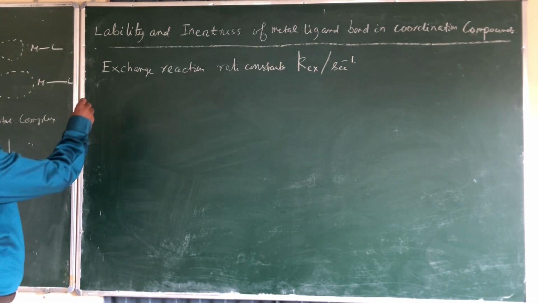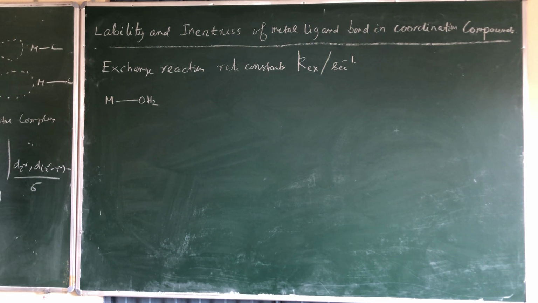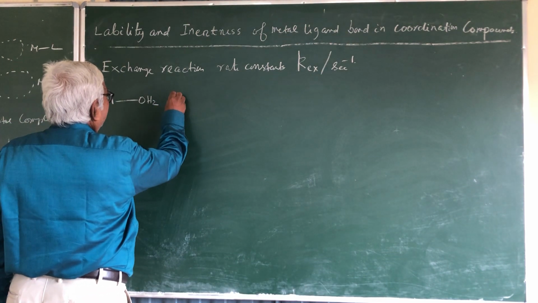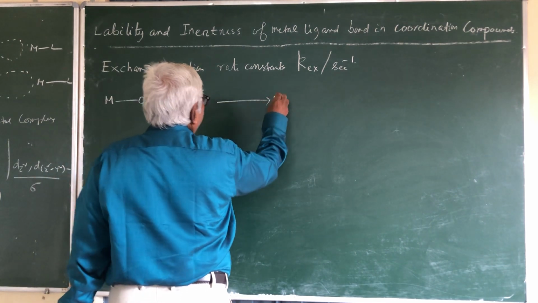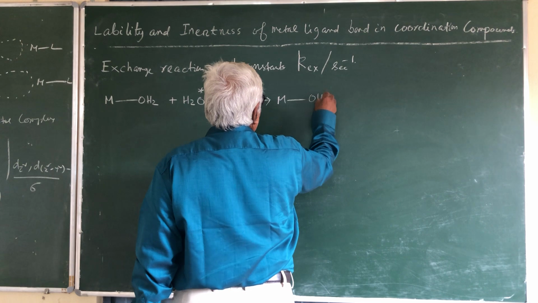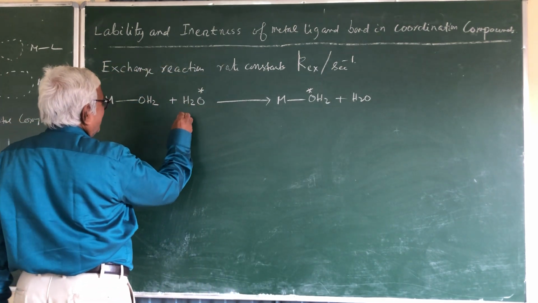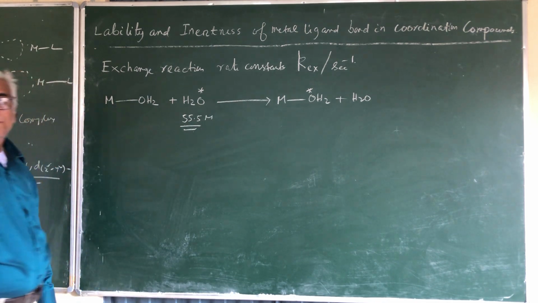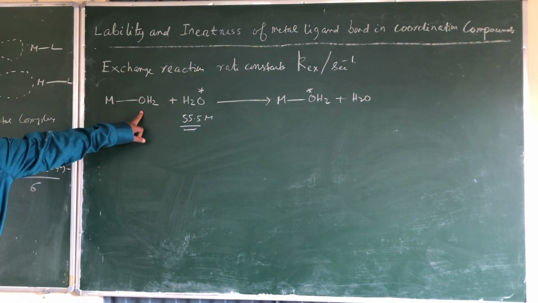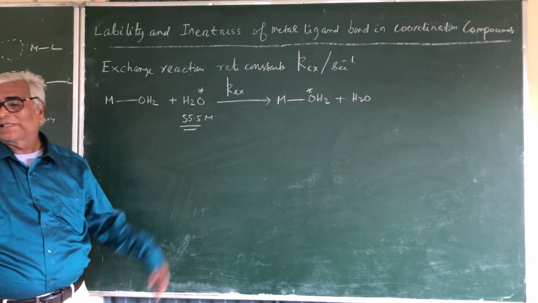What is an exchange reaction? Suppose we take a metal coordinated to a water molecule. To this coordinated water, you add water containing labeled oxygen. Then what is the product? Here the water concentration is 55.5 molar, so the rate will depend on the concentration of the complex. This rate constant is called the exchange rate constant.